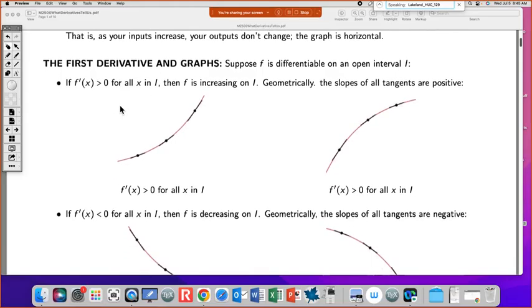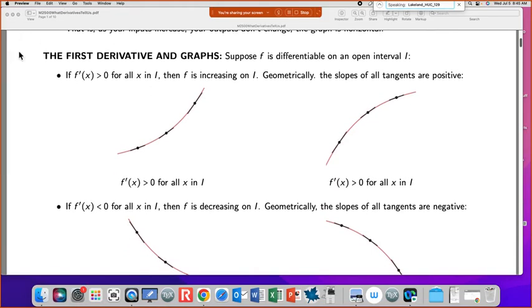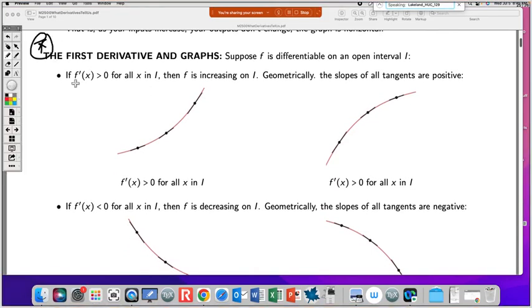So what's the first derivative tell us about graphs? If f prime of x is always greater than 0, then think about it. What that means is, as you zoom in locally, the slope is always positive. You follow? So if the slope is always positive at every point on the curve, then the entire curve is increasing over that interval. So increasing at every point means increasing over the whole thing.